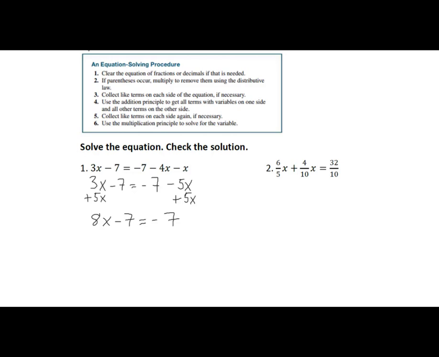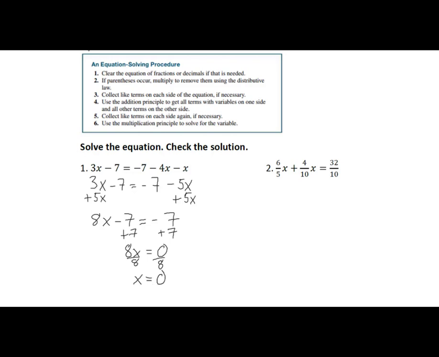Now I need to move the numbers over to get this variable term by itself. So I'm going to add 7. And so now I have 8x equals 0. Well, the only way to get 0 is to multiply by 0. So when you divide by 8 here, you get x equals 0.